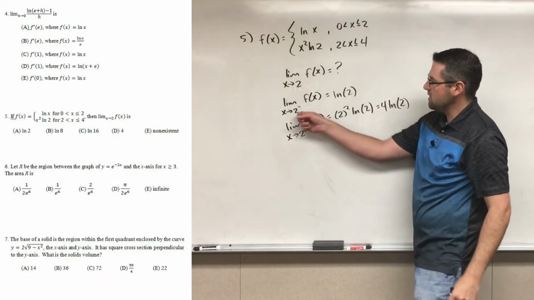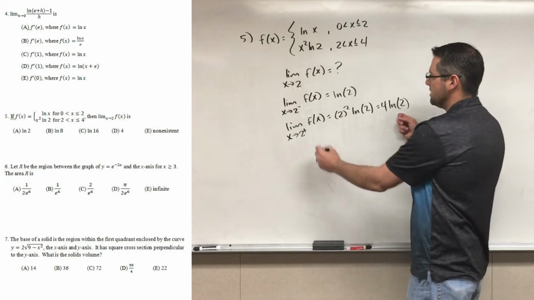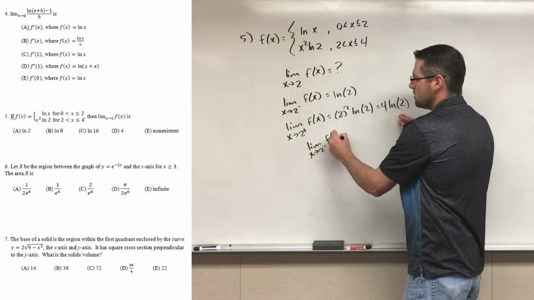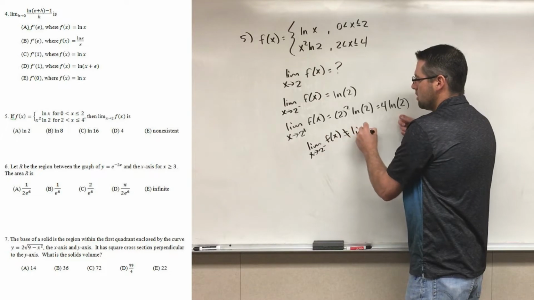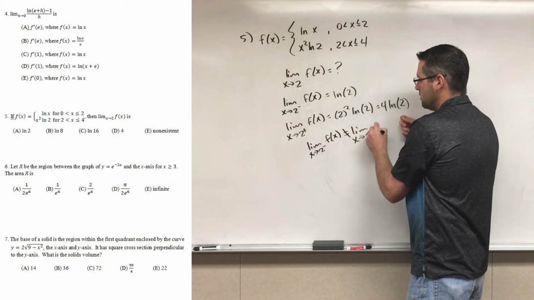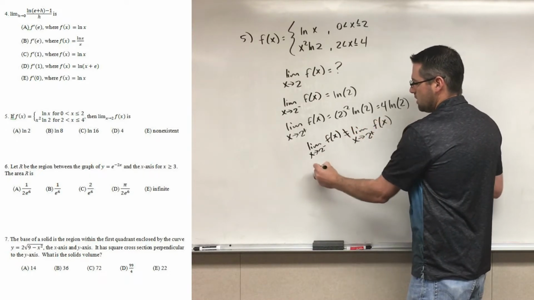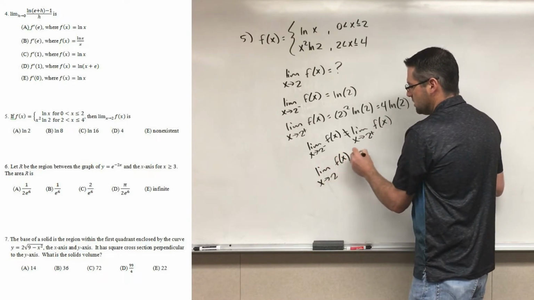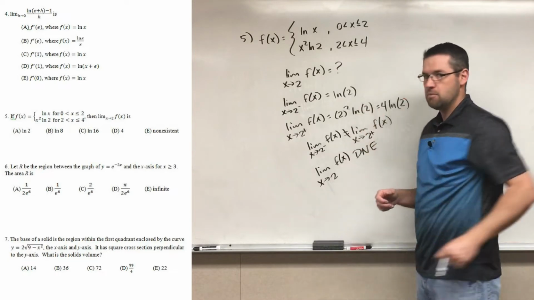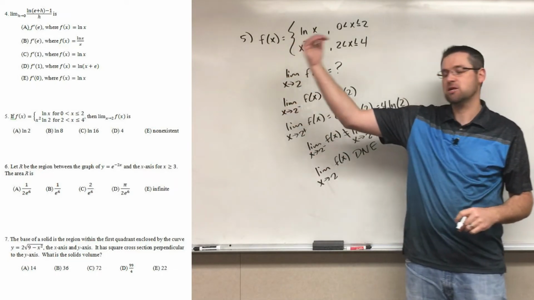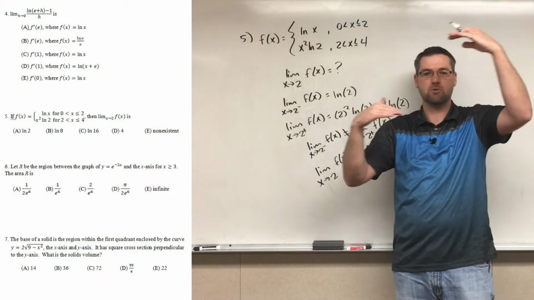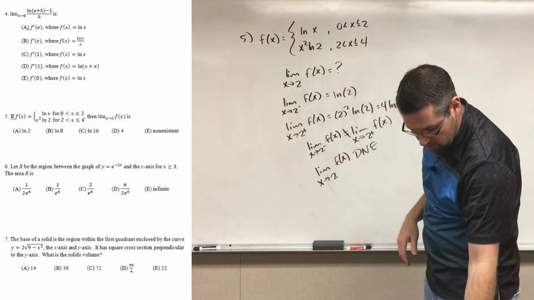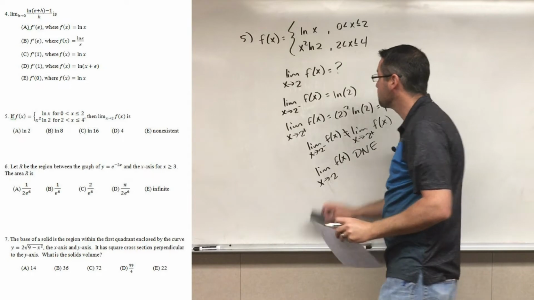So we can see that the left-hand limit and the right-hand limit are not the same values, so these are not equal, and therefore we can conclude that the limit as x approaches 2 of f of x does not exist. Because on one side we're approaching natural log of 2, and on the other side we're approaching 4 times the natural log of 2. So we have a jump discontinuity in number 5. So E is our answer there.